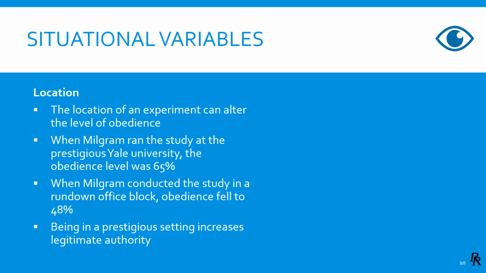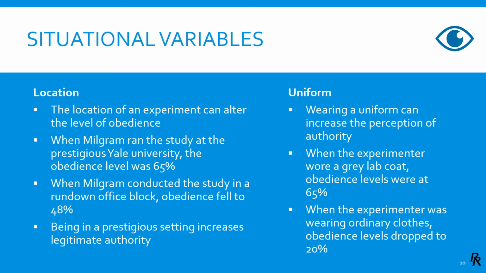The next situational variable, uniform. Wearing a uniform can increase the perception of authority. When the experimenter wore a grey lab coat, obedience levels were at 65%. When the experimenter was wearing ordinary clothes, obedience levels dropped to just 20%.